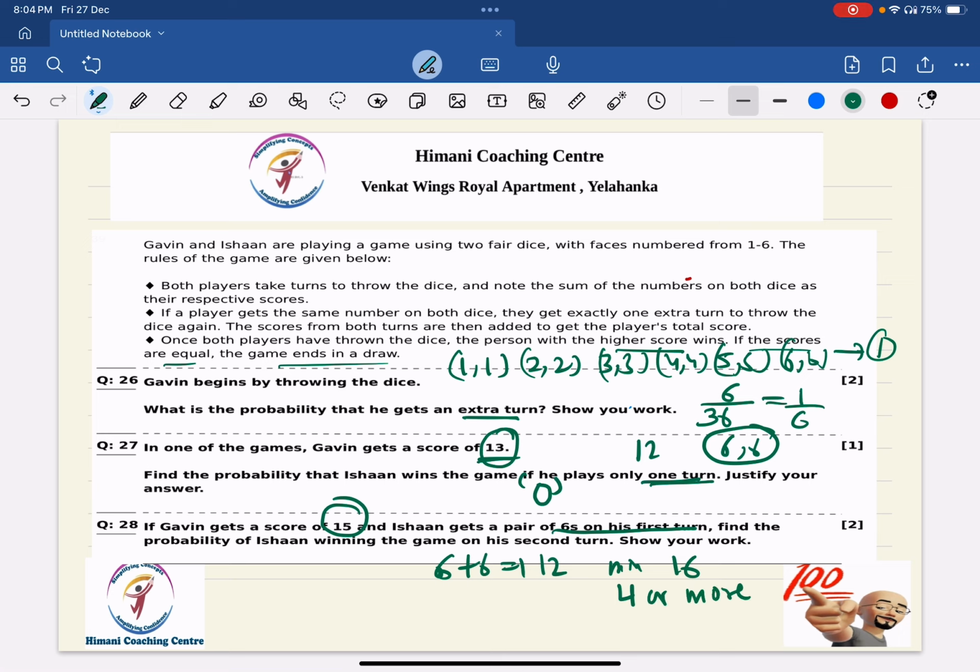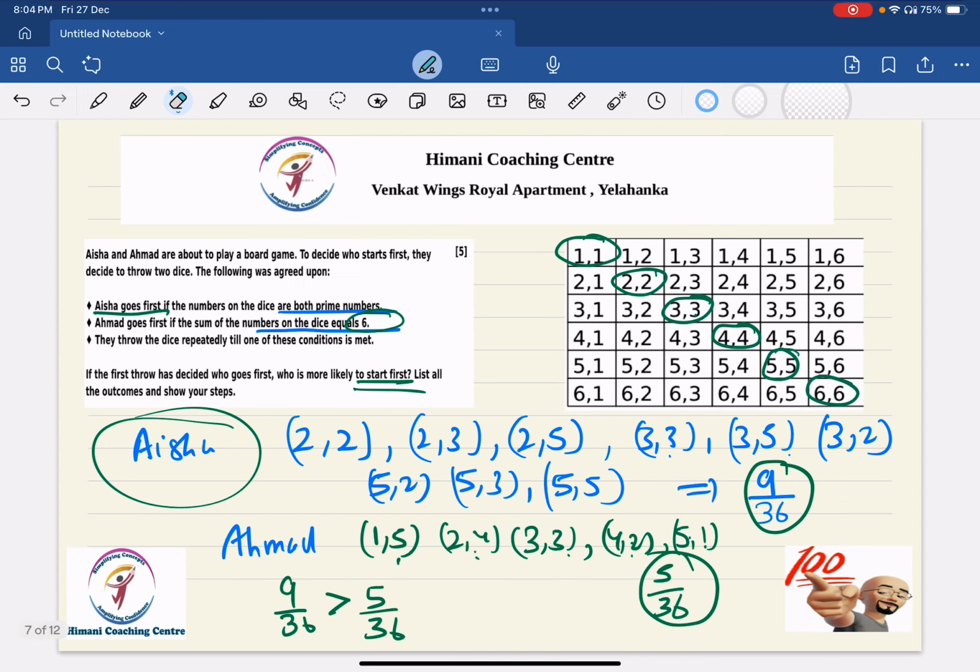So his numbers, just for understanding, let us say he gets 2, 2. So 12 plus 4, 16, and he will win. Let us say he gets 3, 2. Then also 12 plus 5, 17, which is more than 15, he wins. Okay. So we have understood, you will have to show this working that Ishan has to score at least 4 or more.